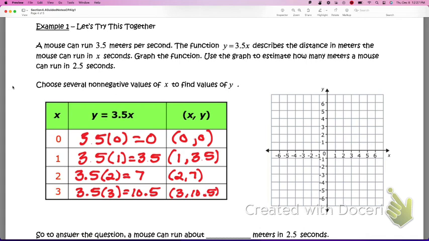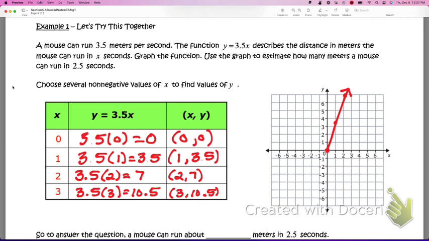Okay, so now if I plot those points, 0, 0, 1, 3.5, 2, 7, oh, running out of space already. Now, because it's continuous, I'm going to connect them. Oops, my 2, 7's not right. And make an arrow going this way. Again, why won't my arrow go in the other direction? Because I don't have negative time, right?